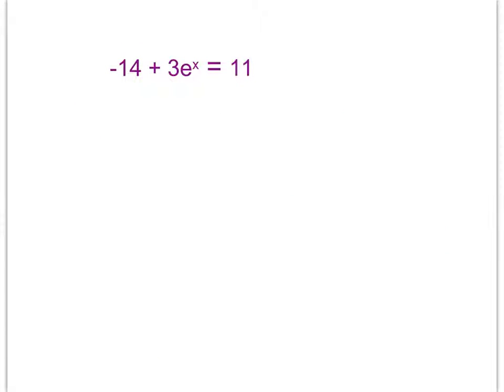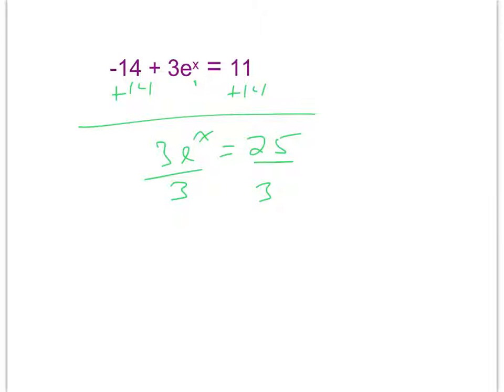Okay, and this next one is another exponential equation because my x is in the exponent. First thing I'm going to do is get the exponential by itself, so I'm going to add 14 to both sides. When I do that, I get 3 times e to the x is equal to 11 plus 14, 25. I'm now going to divide both sides by 3. So I get e to the x is equal to 25 thirds. Now I have an exponential function with the base of e, so I'm going to be very specific and take ln of both sides.